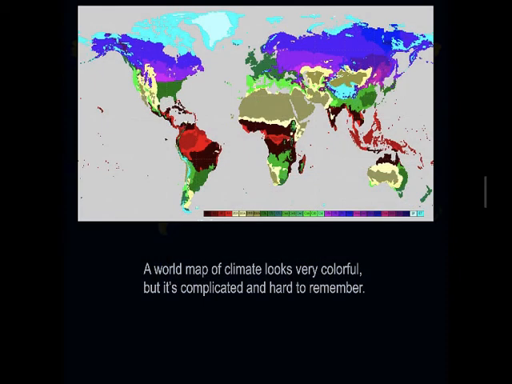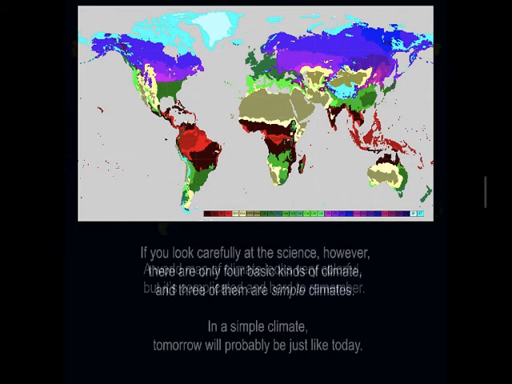A world map of climate looks very colorful, but it's complicated and hard to remember. If you look carefully at the science, however, there are only 4 basic kinds of climate, and 3 of them are simple climates. In a simple climate, tomorrow will probably be just like today.